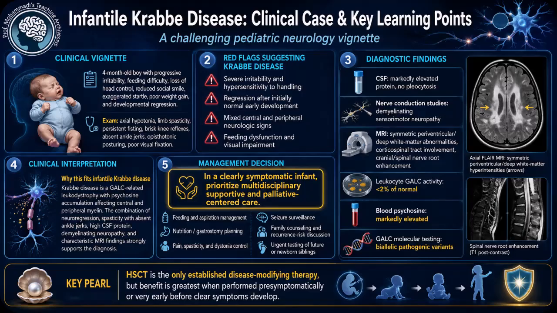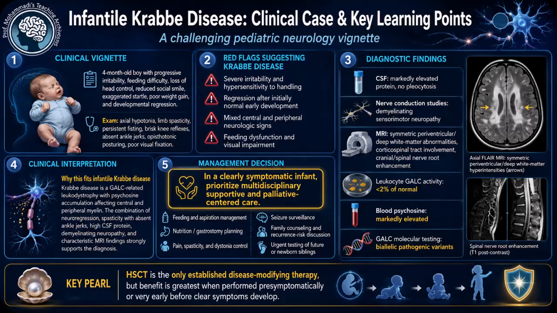Today we will discuss an important and challenging pediatric neurology case, infantile Krabbe disease. This presentation follows a realistic clinical vignette and highlights how early symptoms, diagnostic clues, and treatment timing come together in clinical decision-making. Krabbe disease can be difficult to recognize at first because the earliest symptoms may look like common infant problems, such as reflux, colic, feeding difficulty, or irritability. The key is to notice when these symptoms occur together with developmental regression and abnormal neurologic signs.